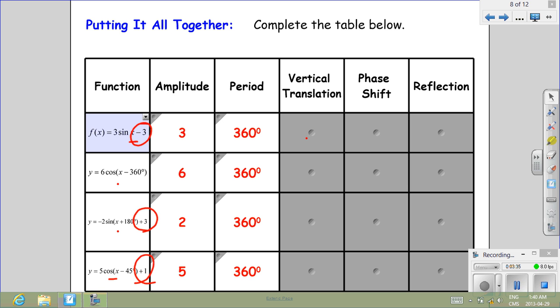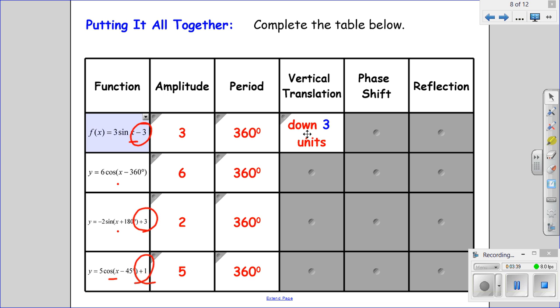So when we talk about the vertical translations, in the first one, it's down 3 units. The second one, there is none. Make sure you tell me none. If you leave it blank, I don't know if you understand that there wasn't a vertical translation. Up 3 units, up 1 unit.